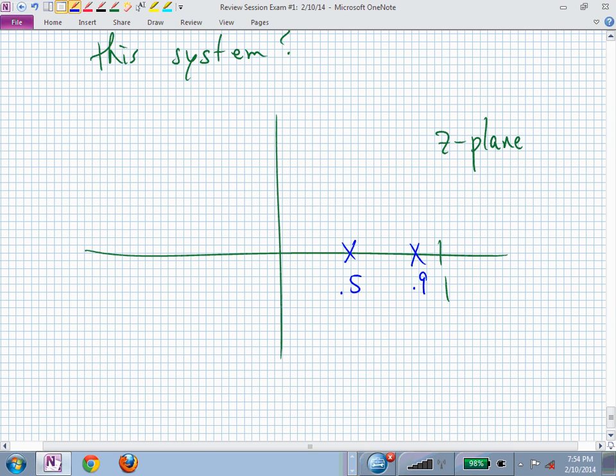The one that's closer to the origin, isn't it? The one that's closest to the unit circle is collapsing the slowest. Because it's slow, it's dominating your response.